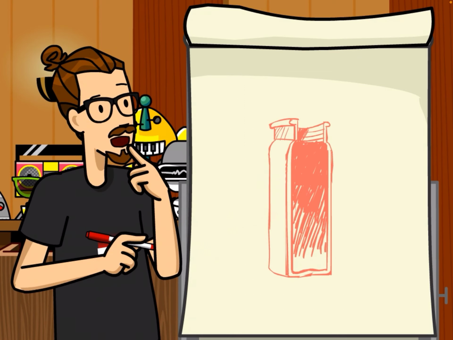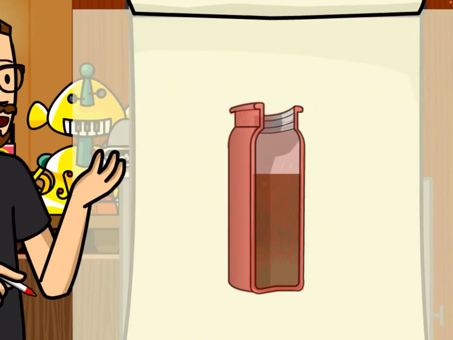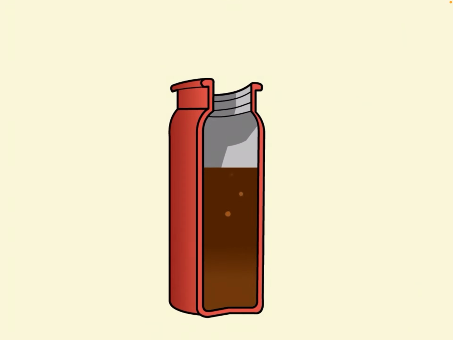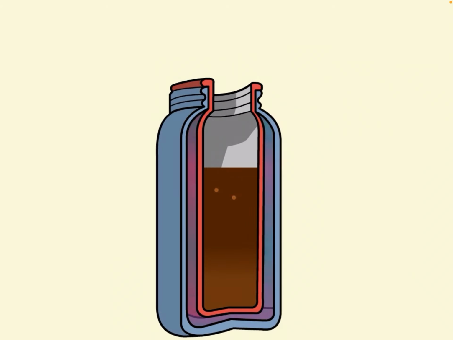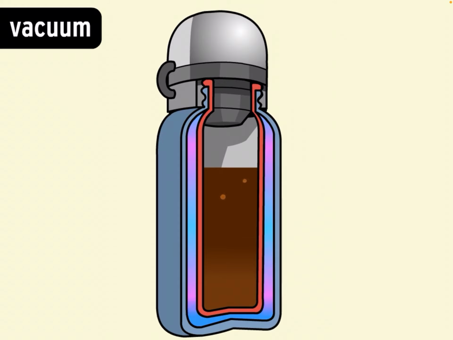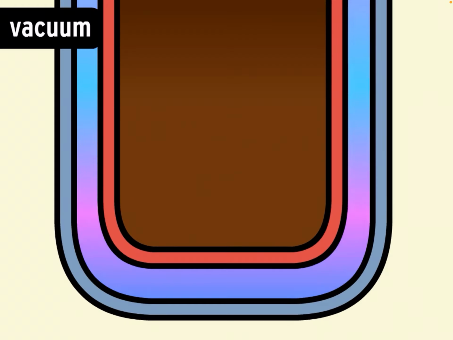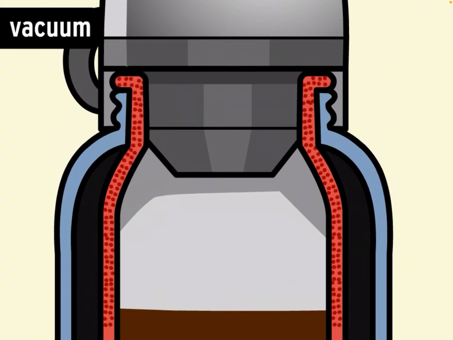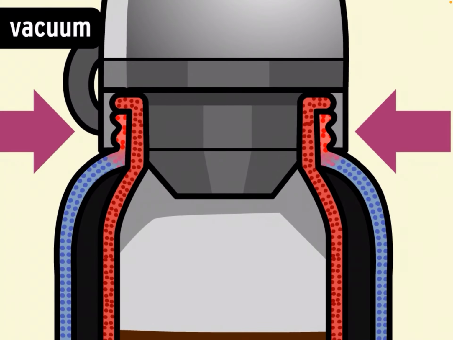But what if there weren't so many molecules around to bump into? That's one way thermoses minimize heat transfer. They're basically a bottle inside another bottle with empty space in between. It's a vacuum, a space with no molecules in it. So there's nothing there for the molecules in that hot bottle to bump into. Heat loss through conduction happens only at the very top of the bottle, where it's attached to the outer container.